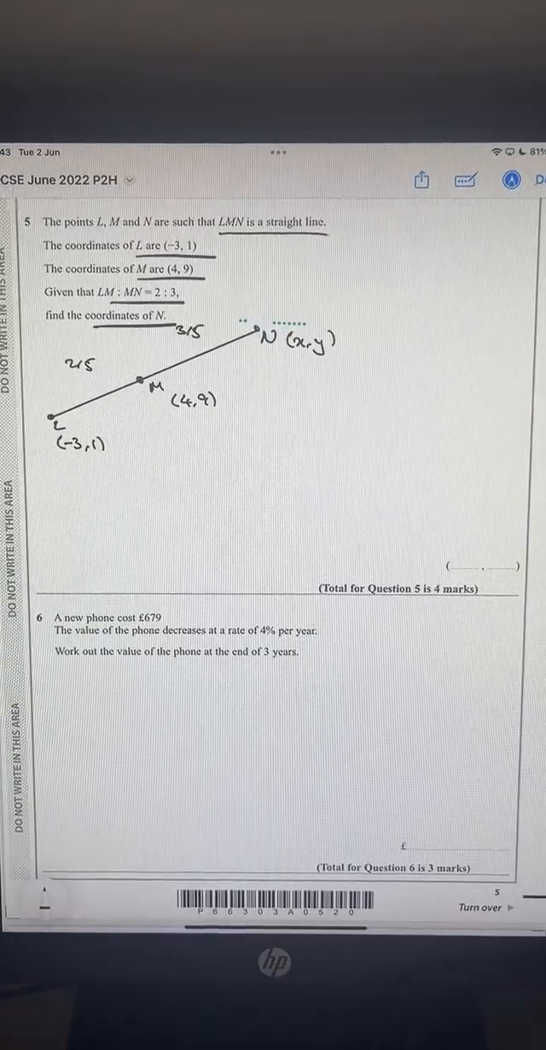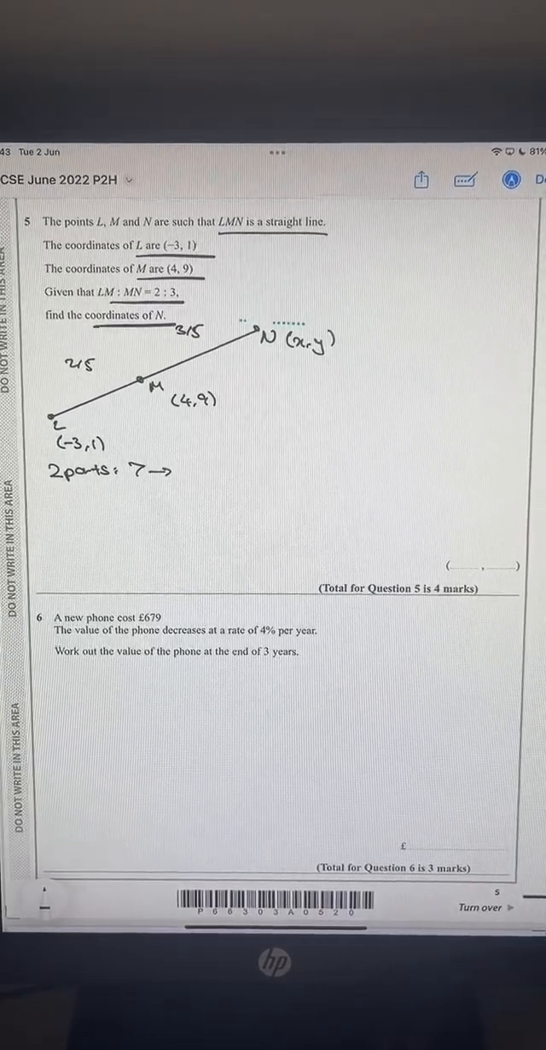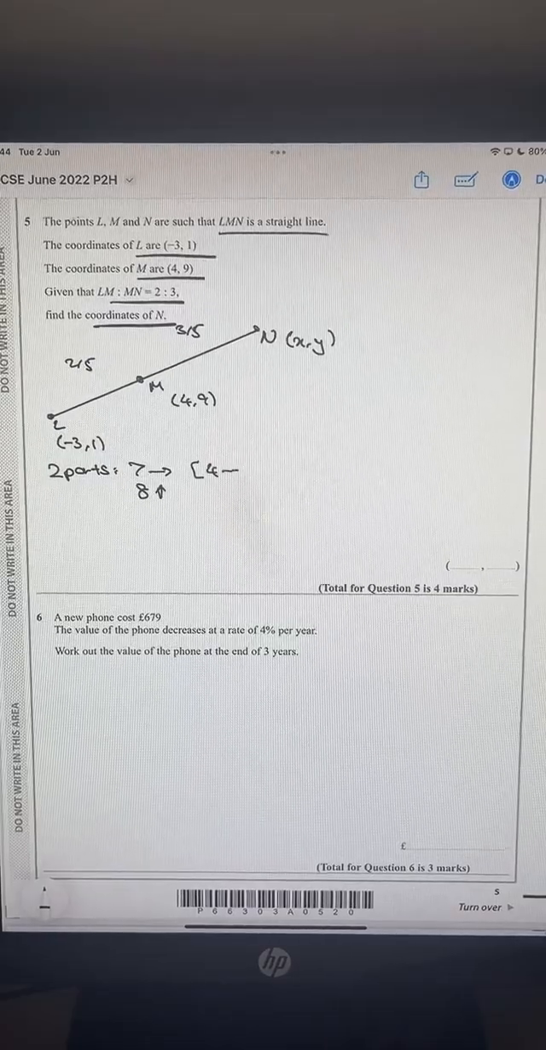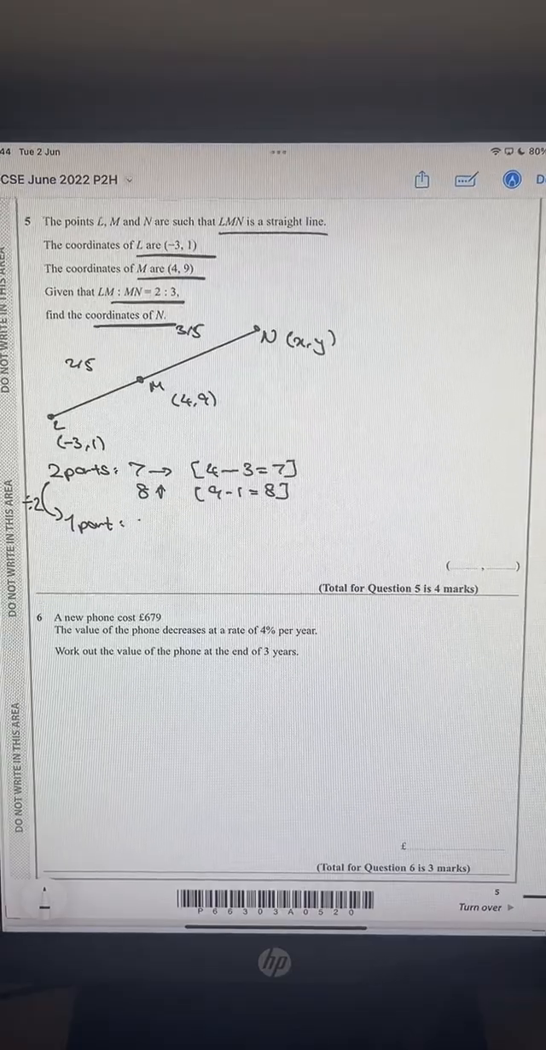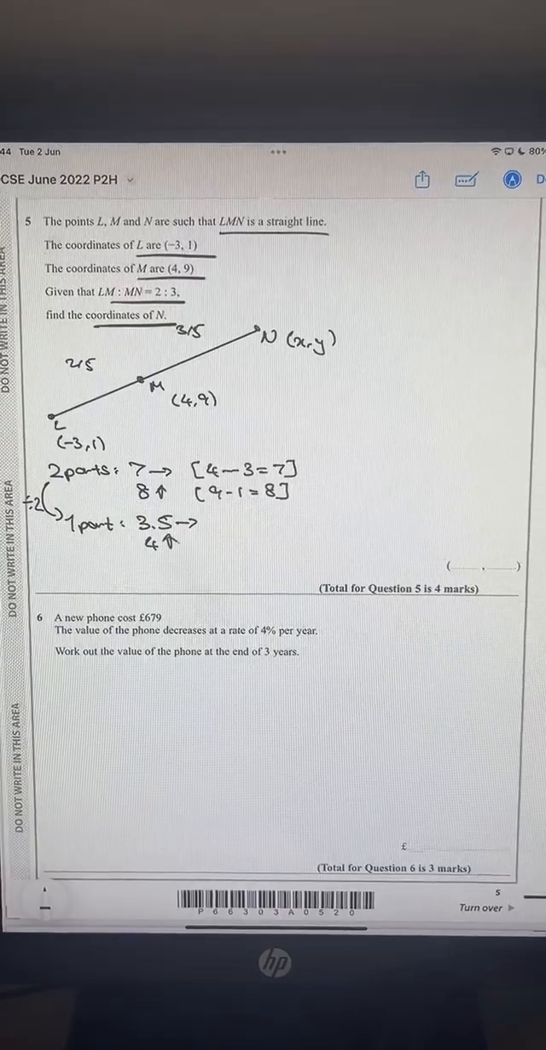So for 2 parts, we know that this section here is 2 parts. So 2 parts is 7 across to the right, because you're going from -3 to 4, and then from 1 to 9, that's 8 up. The calculation is 4 minus -3 equals 7. And then 9 minus 1 equals 8. Those are the things you would write down in the calculations. So I want to find out what 1 part is, so I just divide by 2. So 1 part is 7 divided by 2 is 3.5 to the right, and 8 divided by 2 is 4 up.